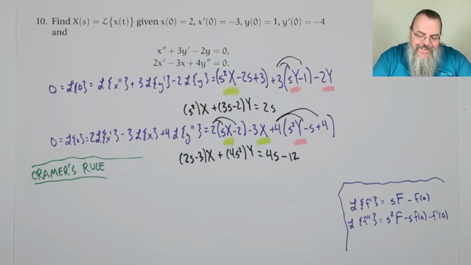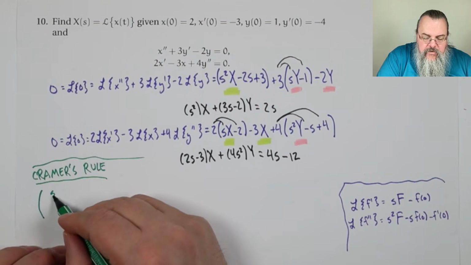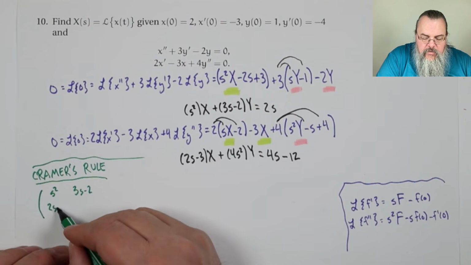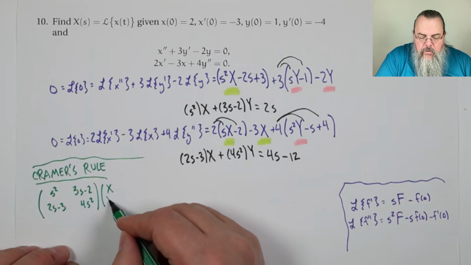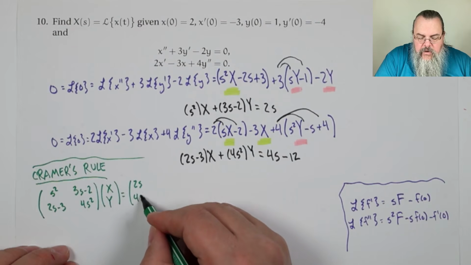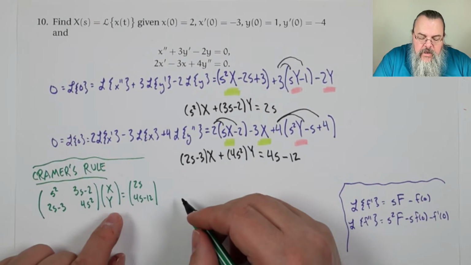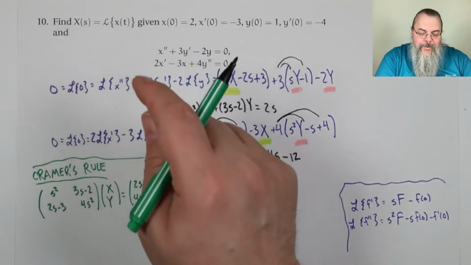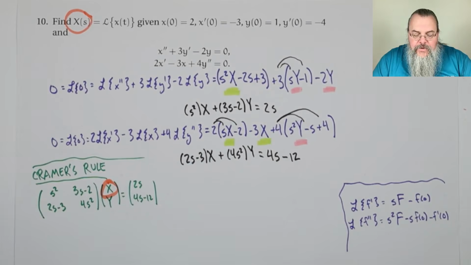Okay, so writing this in matrix form, we would have s squared, 3s minus 2, 2s minus 3, 4s squared, times x, y, equal to 2s, 4s minus 12. And Cramer's rule says what? If you're trying to solve for x, which we are, right? We're after x. You do the following.